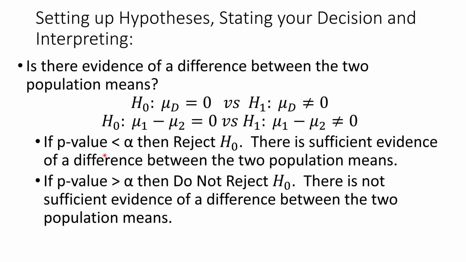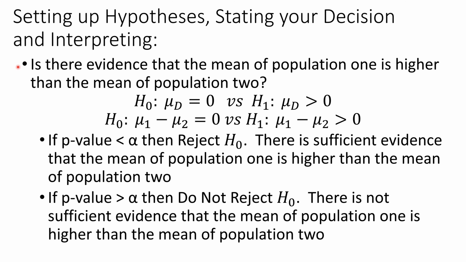If the p-value is smaller than the significance level alpha, then we should reject the null hypothesis. There is sufficient evidence of a difference between the two population means. If the p-value is larger than the significance level alpha, then we do not reject the null hypothesis. We say there is not sufficient evidence of a difference between the two population means.